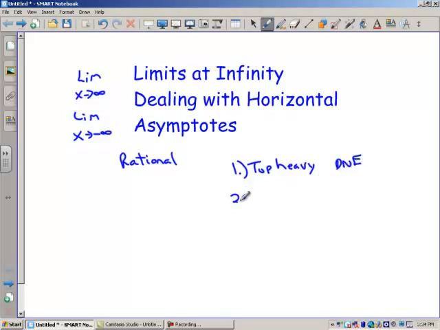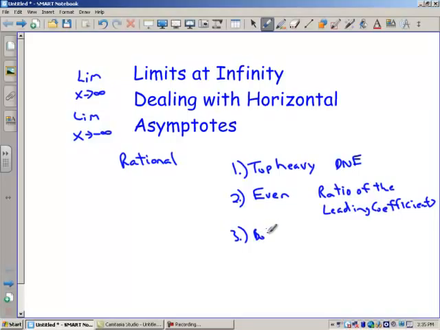The second example would be if they are even. In other words, if you had like an x cubed over an x cubed. If that's the case, then the limit is the ratio of the leading coefficients. And the only other possibility, if it's a rational function, is if it's bottom heavy. For example, if I had like an x squared over an x to the fifth. If it's bottom heavy, then the limit is 0.